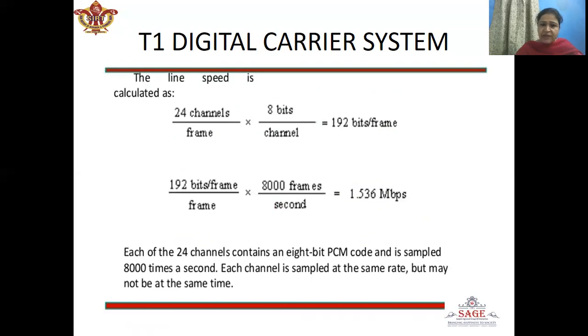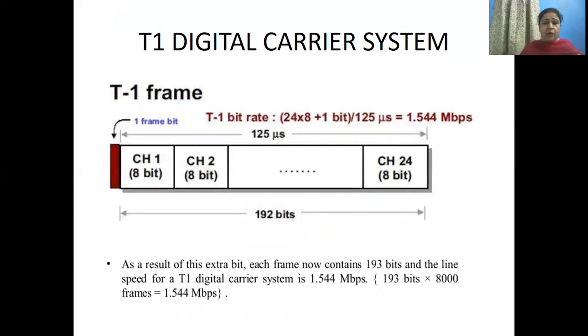Now, to calculate the line speed, which is bits per second, we have 24 channels per frame, where each channel is composed of 8 bits, which will be 192 bits per frame. Now, since there is one additional synchronization bit, there will be 193 bits per frame. Now, if we want to calculate the line speed, so 24 into 8 plus 1 bit, which will be 193 bits, divided by 125 microseconds, where 125 microsecond is the sampling time TS.